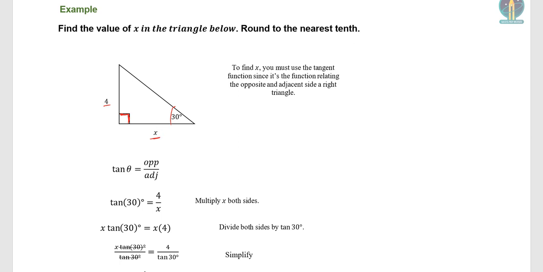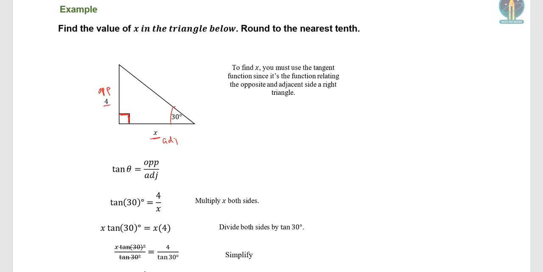To find x, you must use the tangent function, since it is the function relating the opposite and adjacent side of a right triangle. So again, in this case, we have the 30-degree angle, and we have the adjacent side, and we have the opposite side or leg.